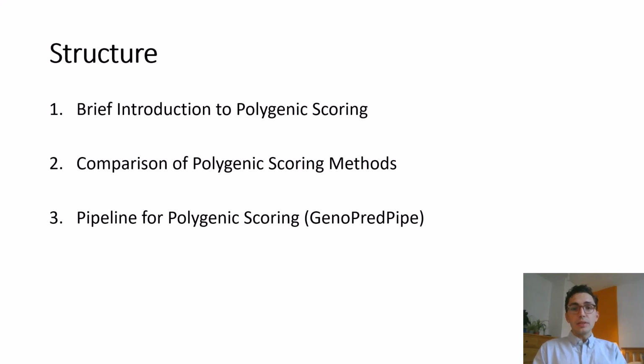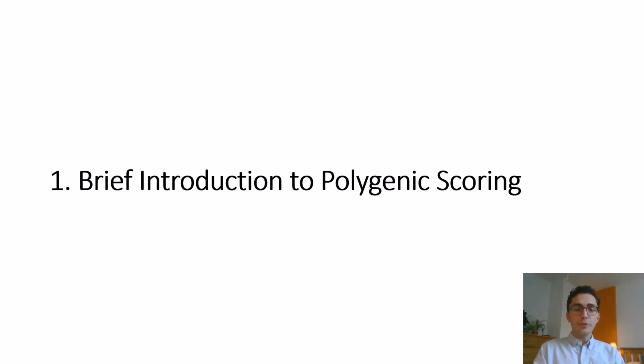So my presentation is split into three sections. First, I'll give a brief introduction to polygenic scoring, then describe our work comparing different polygenic scoring methods, and finally introduce an easy and reliable pipeline for polygenic scoring that we've developed called GenoPred pipe. So first, a brief introduction to polygenic scoring.